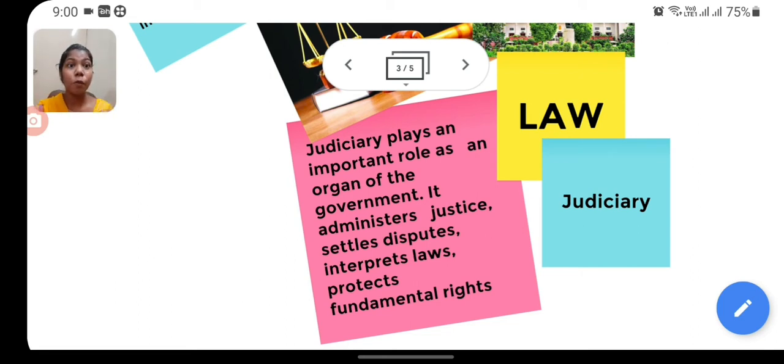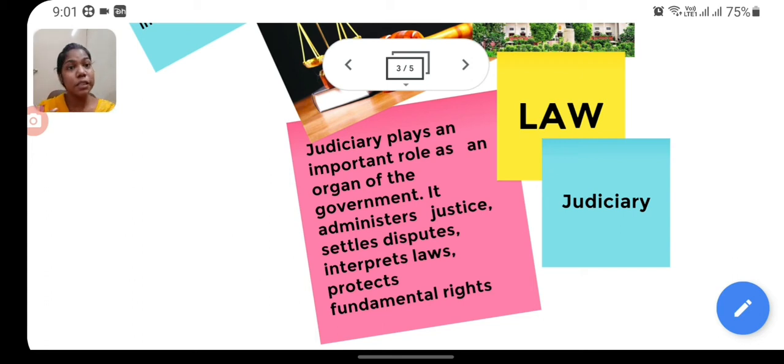Judiciary plays an important role as an organ of the government. As I already mentioned, when you think of judiciary, government has to come into your mind. It administers justice, so justice for the people, for the citizens. Government is for the people, as we know, right? And then it settles disputes. What is democracy? Also, I want you all to find the definition of democracy, as it is connected to this.